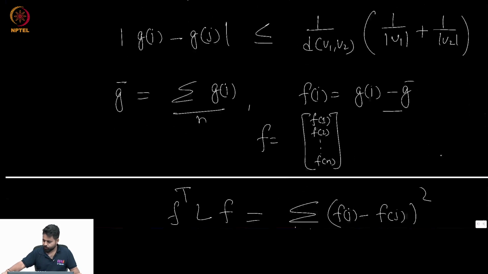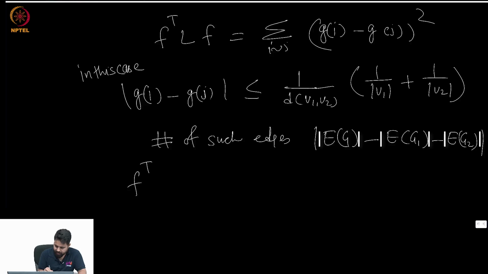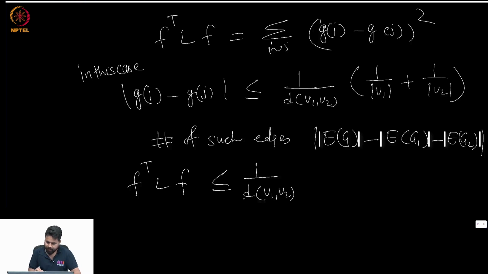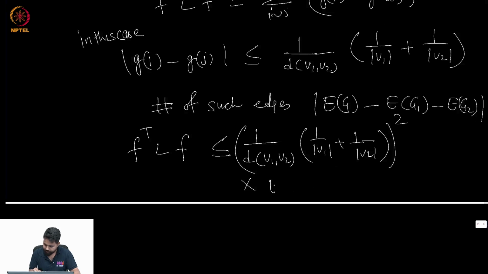Great. So what next can we do? This means that F transpose L F is less than or equal to this quantity: 1 divided by d(v1, v2), and we have to take a square of all this, so (1 over mod v1 plus 1 over mod v2) squared, times mod E(G) minus E(G1) minus E(G2). Very good, so let me put this vector.